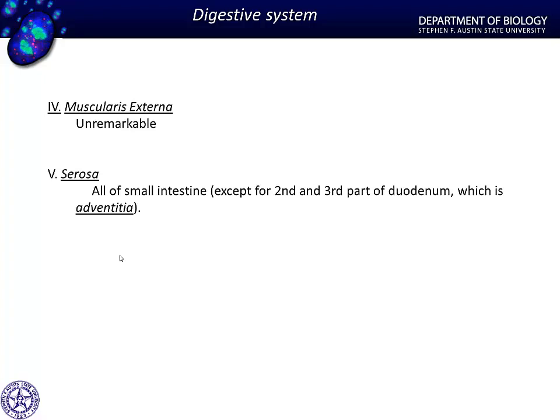All of the small intestine is going to be serosa, except for a small part of the duodenum, which is going to be adventitia. The first part is still going to be serosa from the mesentery of the stomach. We're going to have this second and third portion of the duodenum before we get to the jejunum, which is going to be uncovered. It's not going to be within the peritoneum, but then the remainder of our small intestine will, in fact, be covered and be a serosa.